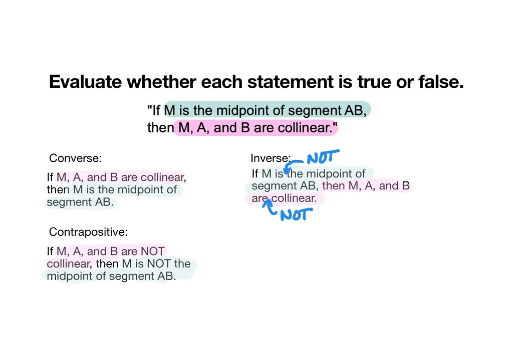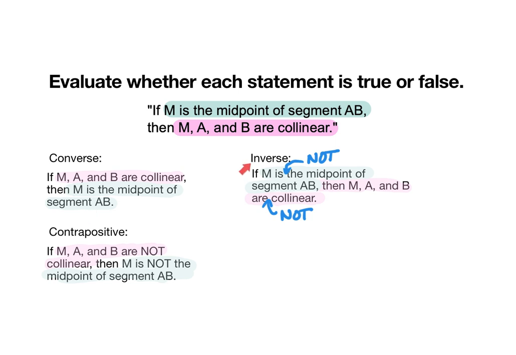Here are my answers. You'll notice that I highlighted the hypothesis blue and the conclusion pink. That way it makes it a little bit easier to see what's going on. Remember, for the converse, I'm just flipping the hypothesis and conclusion. So my pink comes first, my blue comes second. If M, A, and B are collinear, then M is the midpoint of segment AB.